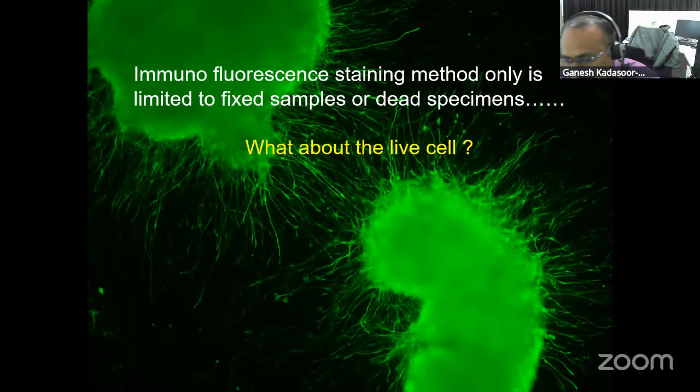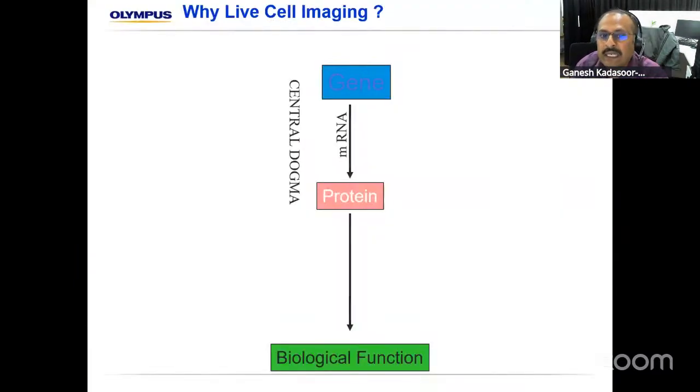This is a fixed specimen. Then suppose I want to image a live specimen, what do you do? So you will go back to the central dogma of molecular biology, where a gene is there. A gene produces a mRNA, and this mRNA is translated into a protein, and this protein will have different biological functions. Probably, I assume that a specific protein is responsible for cancers.